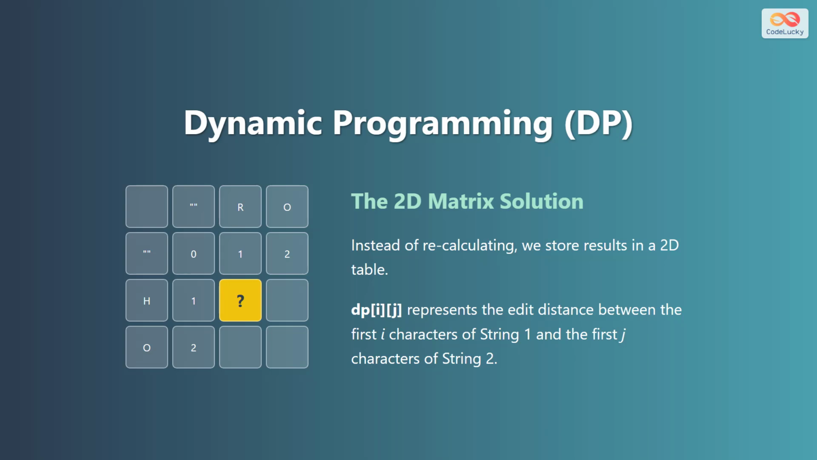This is where dynamic programming saves the day. Instead of recalculating, we build a 2D table. Each cell in this grid represents the edit distance between a portion of the first string and a portion of the second string.